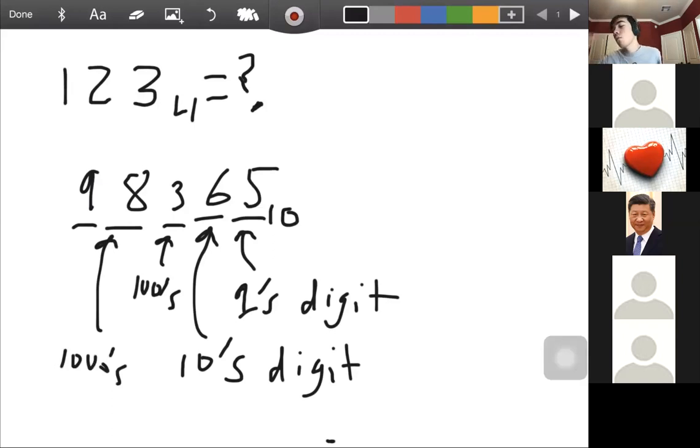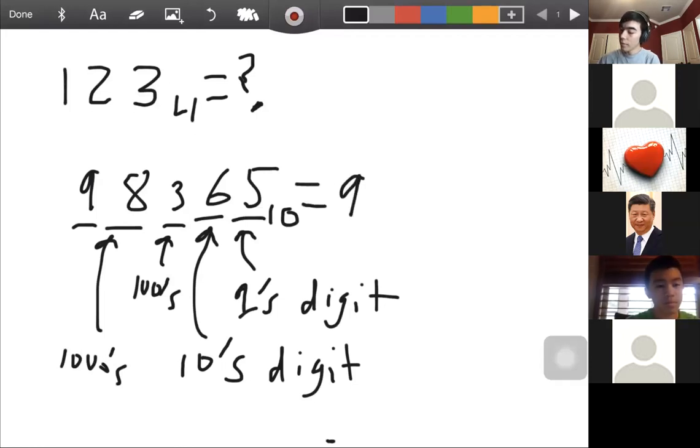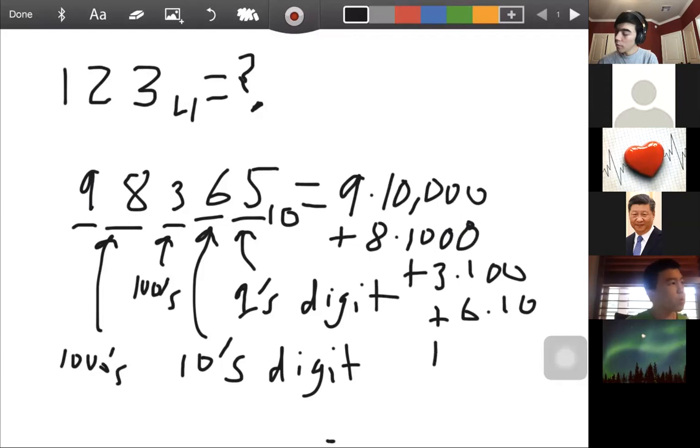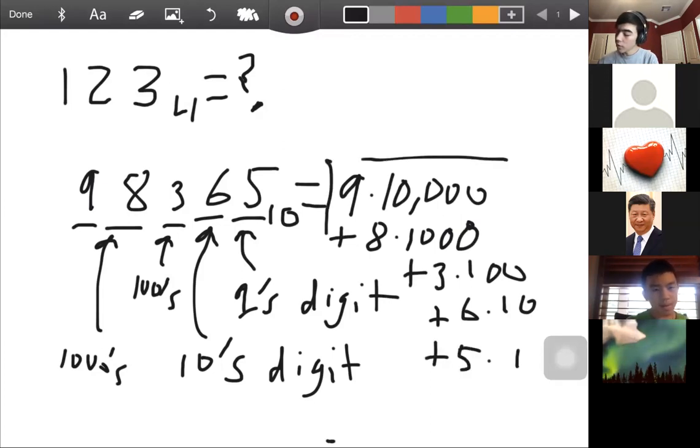What this means is that the ones digit has a value of 1 for every increment you do. If you change this 5 to a 6, you add 1 to the total number. And if you look at the tens digit, if you add 1 to the tens digit, you're increasing the total number by 10. If you add 1 to the hundreds digit, you're increasing the total number by 100. That's what these numbers mean. So we can actually write this out as 9 times 10,000 plus 8 times 1,000 plus 3 times 100 plus 6 times 10 plus 5 times 1. That's what this number is.